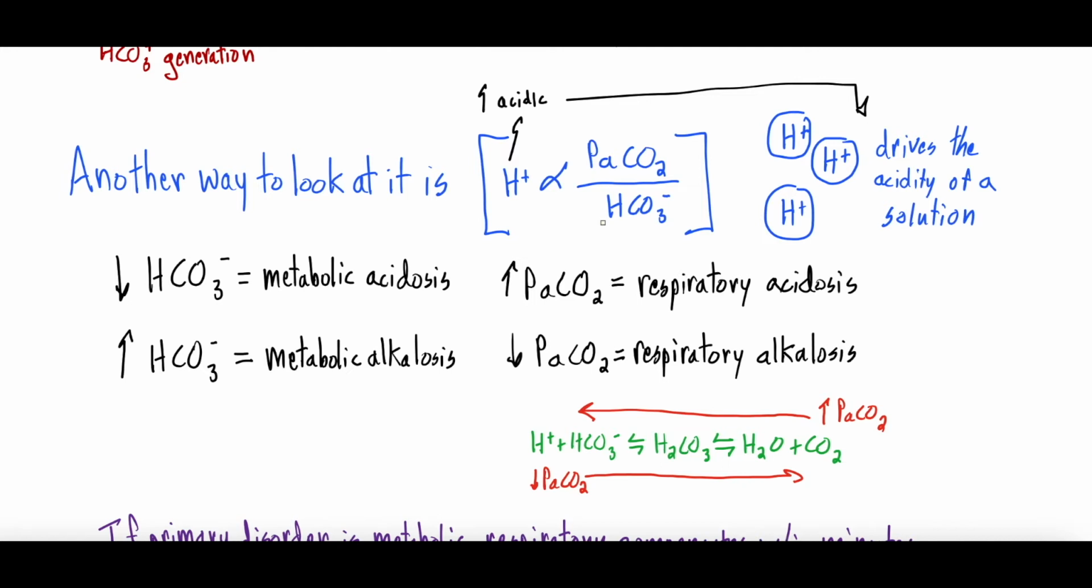Good for those of you who thought about it. So if this is lower here, the denominator is lower, so H is higher. So you're going to be more acidic. So a low bicarbonate means that there's a metabolic acidosis.